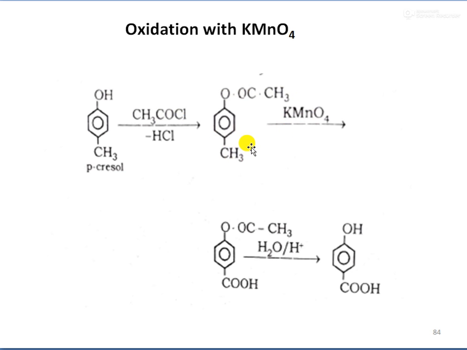So in this case only the CH3 part will be converted to the COOH part, and after the oxidation of the CH3 part, we can again regenerate this OH group by acid hydrolysis. Acid hydrolysis will cleave this bond, and OH is restored here, and the acetyl group will be leaving.